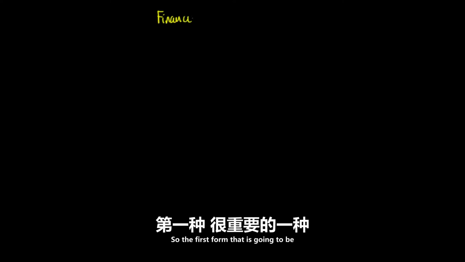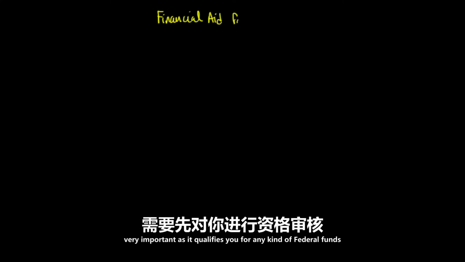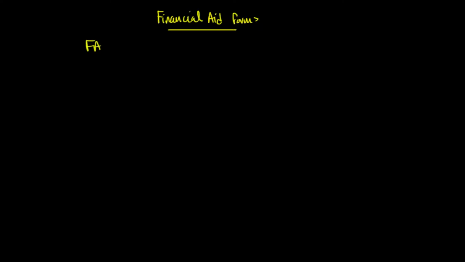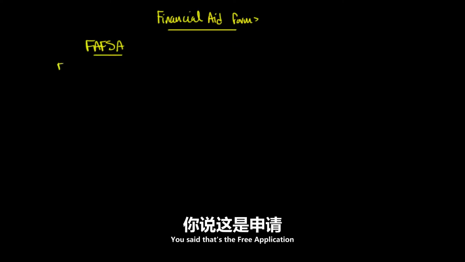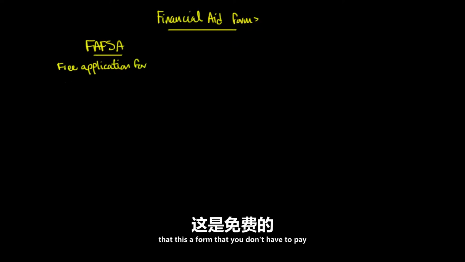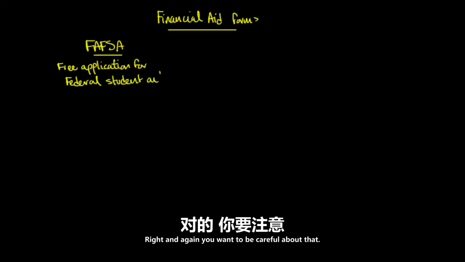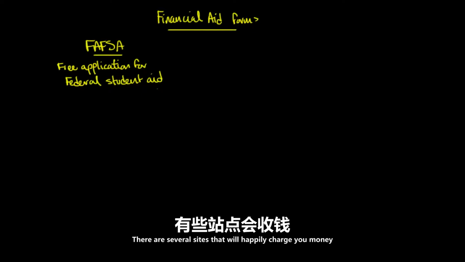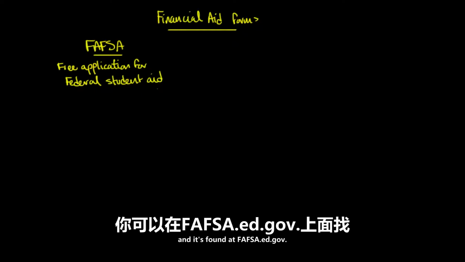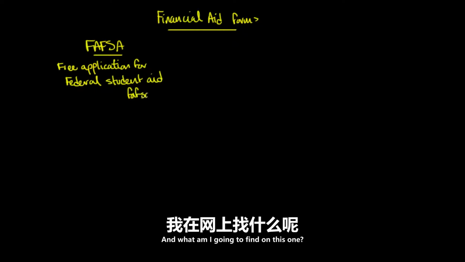So the first form that is going to be very important that qualifies you for any kind of federal funds is a form called the Free Application for Federal Student Aid, the FAFSA. And you said that's the Free Application for Federal Student Aid. For Federal Student Aid. And I take it by the name that this is a form that you don't have to pay anything for. Right, and again, you want to be careful about that. There are several sites that will happily charge you money to fill it out for you, but it's really something that you can do and is for free, and it's found at fafsa.ed.gov.